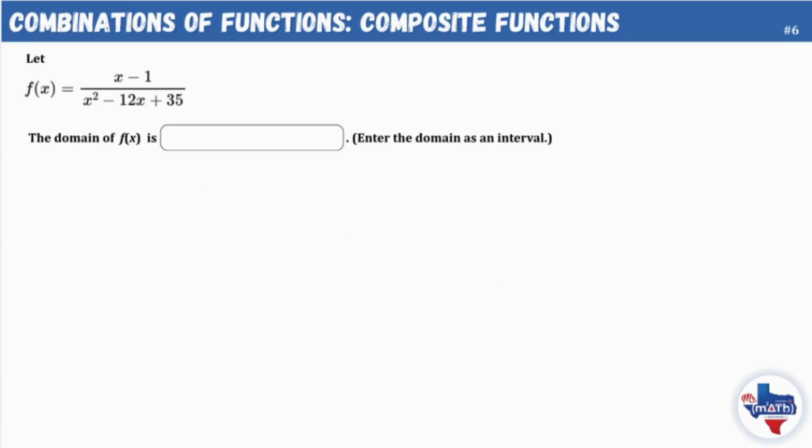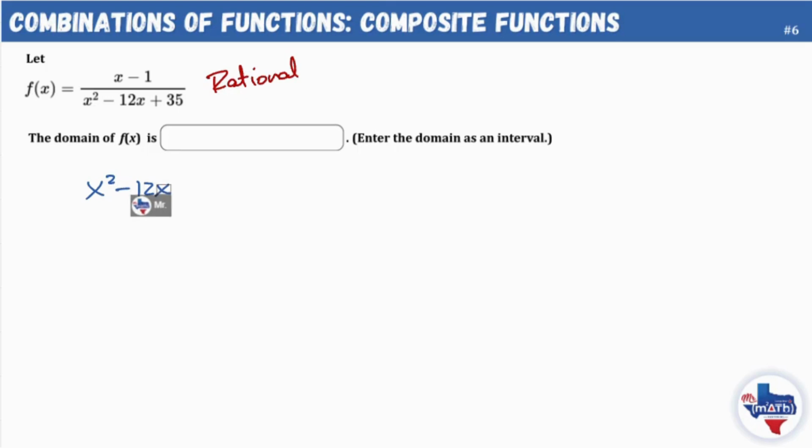Today we're talking about functions. In this case we have f of x equals x minus 1 over x squared minus 12x plus 35. We know that this is a rational function because we have a quotient and we have values with x on the denominator, right? So because this is a rational function, we need to make sure that what is on the denominator cannot be 0. Okay, so let's find when it is equal to 0.